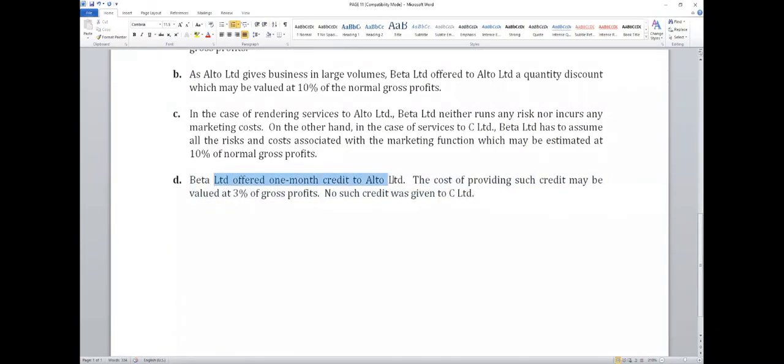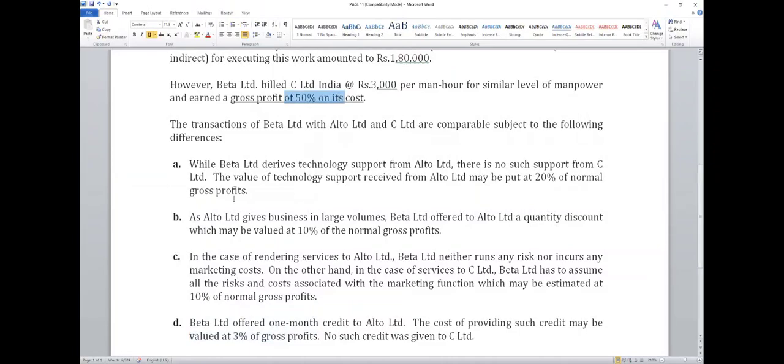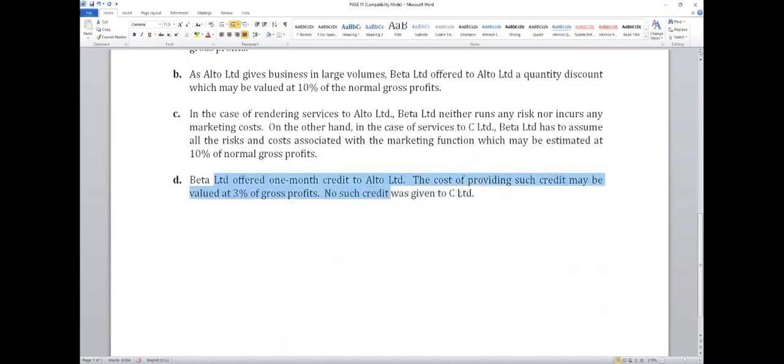Beta Limited offered 1 month credit to AE. The cost of providing such credit may be valued at 3% of GP. What is 3% of GP? 50 into 3%, 1.5. No such credit was given to C Limited. What can you say from this? They are giving some benefit to AE, sir, so they have to increase their price. This benefit increases the cost for Beta Limited, so since it's given to AE, it should be added to the profit.